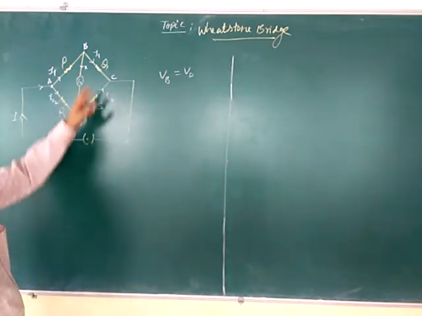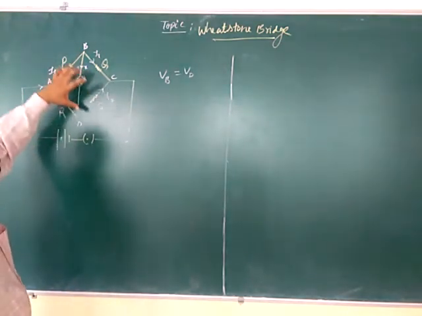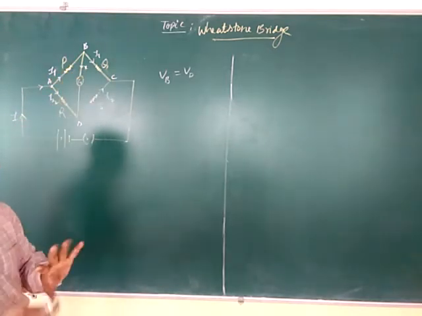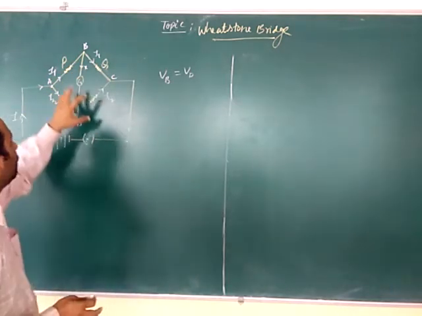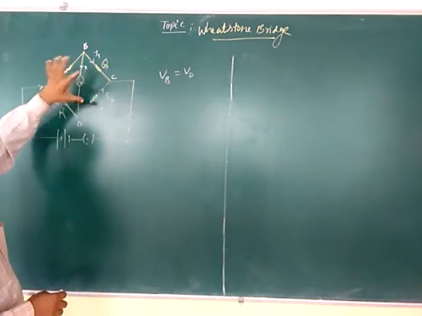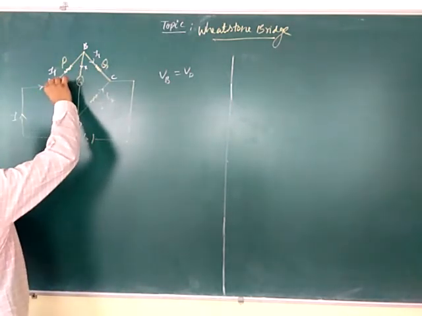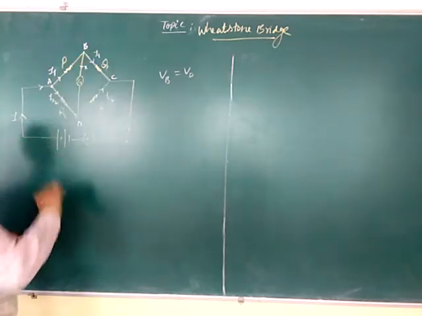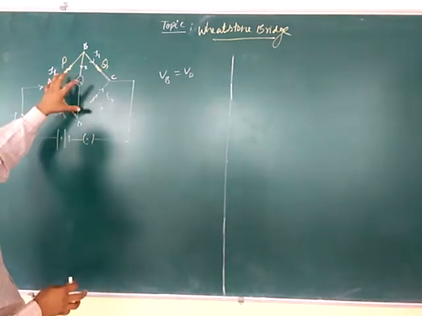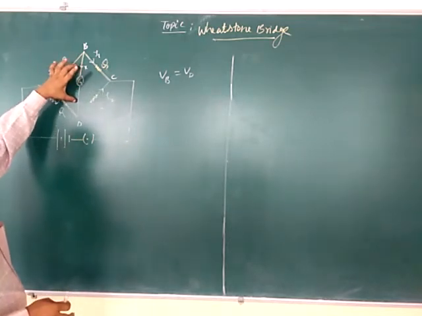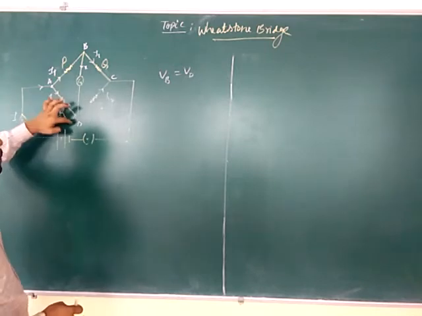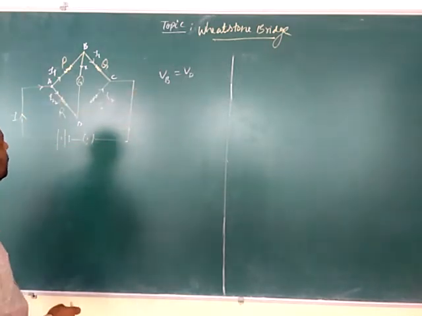Remember that things are happening so because the values of resistances P, Q, R, S are adjusted in such a way that no current enters in this arm. Actually, when the current is entering from here, it would flow in this arm also. But due to the adjustment of the resistances, no current will enter in this arm. So it is said that these 2 points are at the same potential.